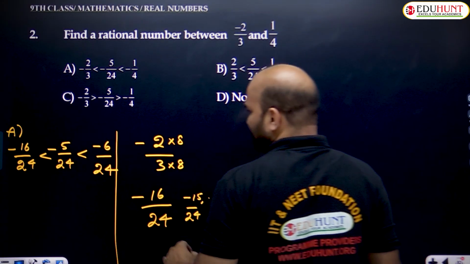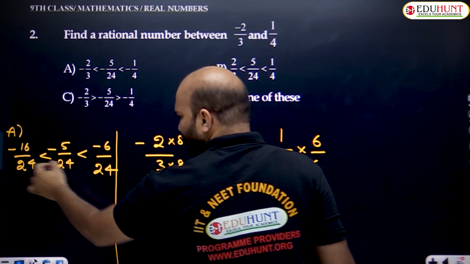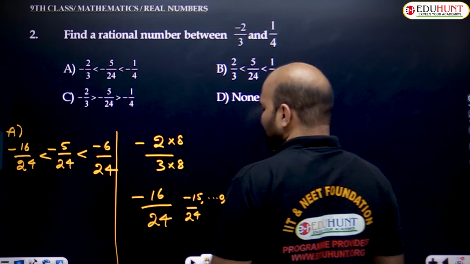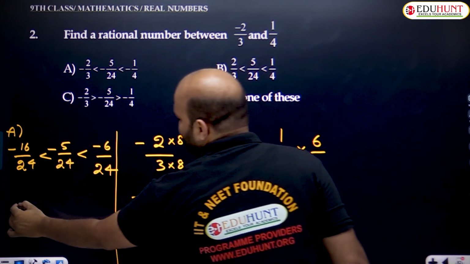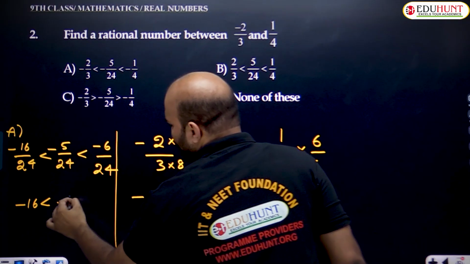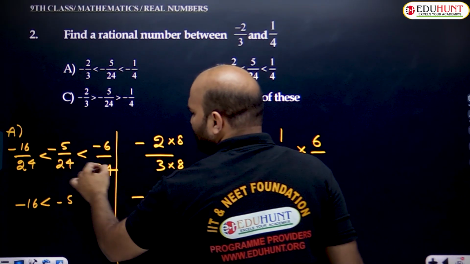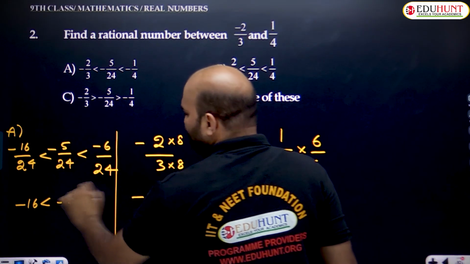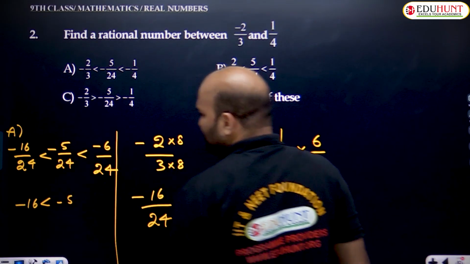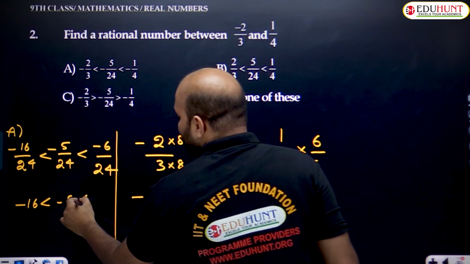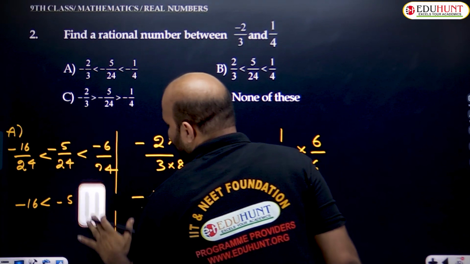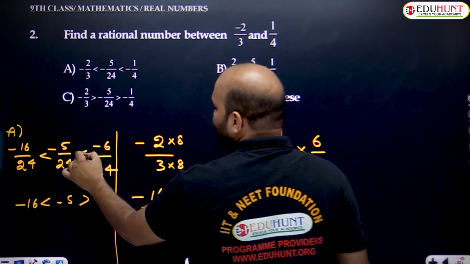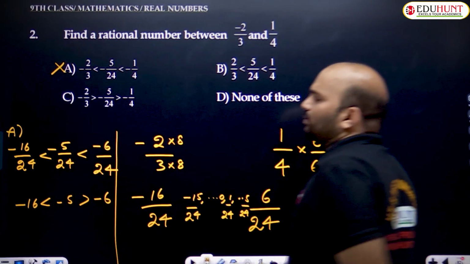So clearly we need to understand minus 16 is less than... the denominators all are cancelled because they are common. So minus 16 is less than minus 5, okay. Clear? Because the denominators all are cancelled, they are nothing but equal. So clearly minus 16 is less than minus 5, because minus 5 is greater than minus 16. But minus 5 is greater than minus 6. But what I am given here is less than. So this fails. Option A fails.